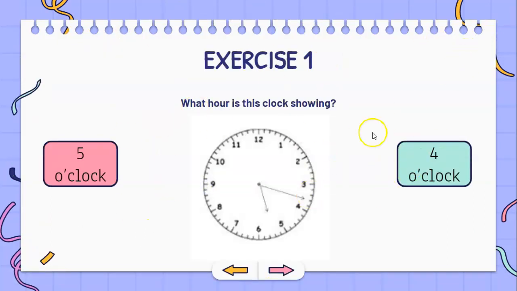Now I'm going to have you guys determine what hour this clock is showing. So we need to look first at just the shorthand and these singular numbers. As you can see, the short hand is between 5 and 6. So what hour is it? It's going to be 5 o'clock.